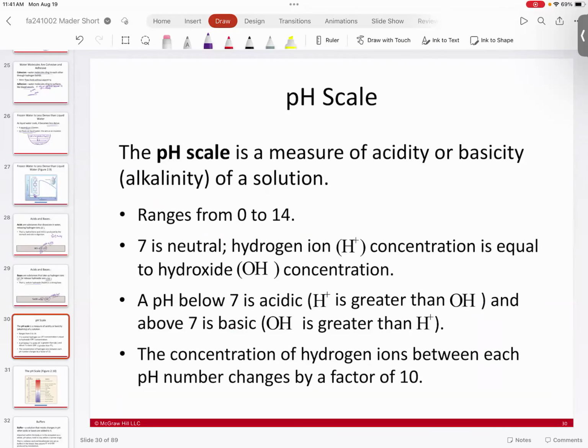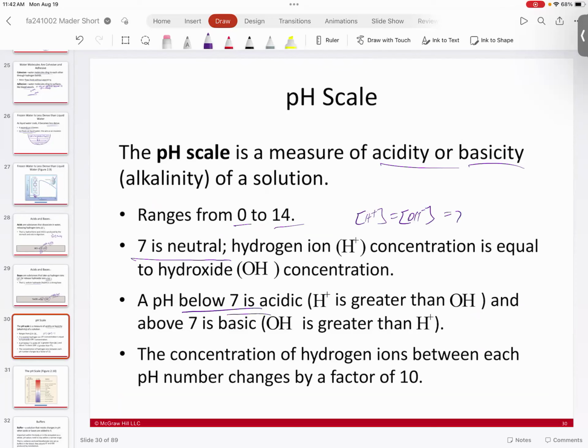Now, in order to measure acidity, we come up with a 14-point scale, which is called the pH scale. It's a measure of acidity and basicity, so it ranges from 0 to 14. 7 is neutral, and this is basically where the hydrogen ion concentration is equal to the hydroxide ion concentration. That's where 7 is.